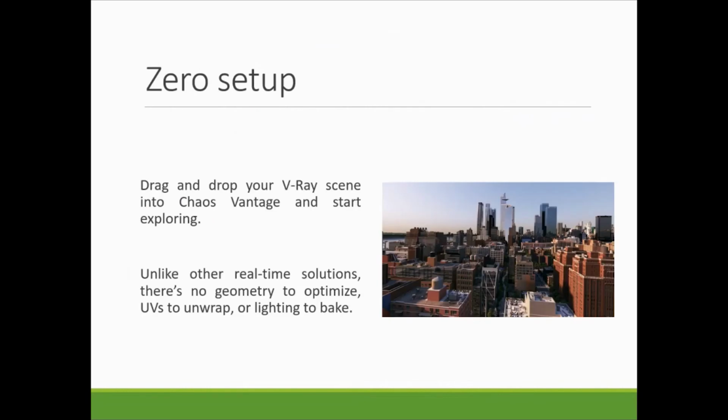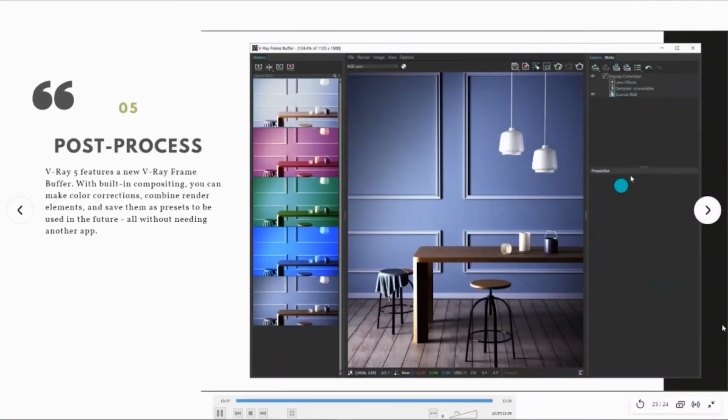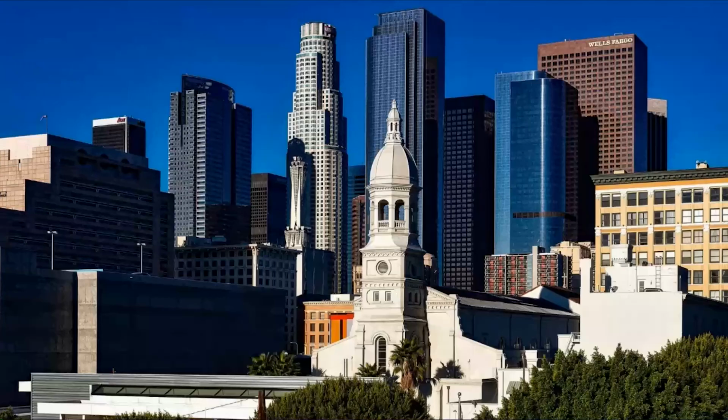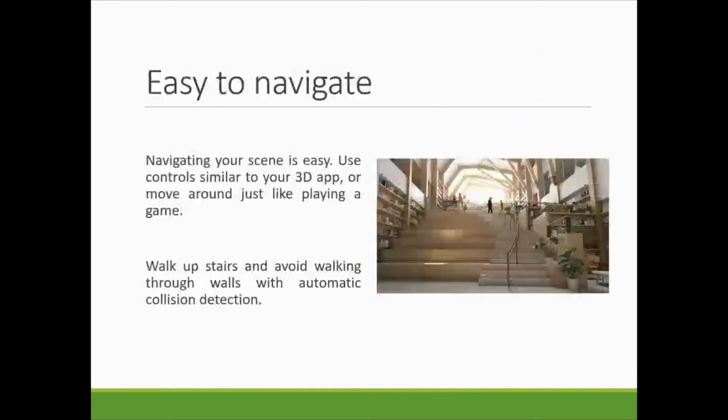So to set up our scene in Chaos Vantage, what we can do is just drag and drop our VRay scene. So it will take no time to get it rendered. It will render the image in real time. There is no UV unwrapping or lighting to bake and all. And with this Chaos Vantage, we can handle gigantic scenes and billions of polygons without any problem. We are saying that we can even build Utopia with this Chaos Vantage application.